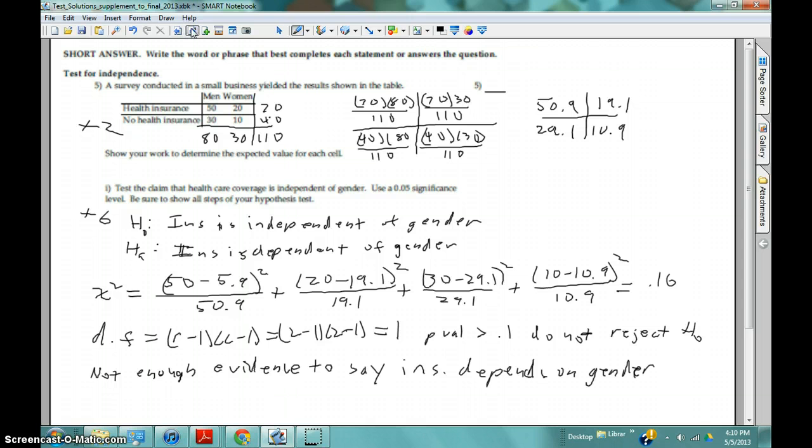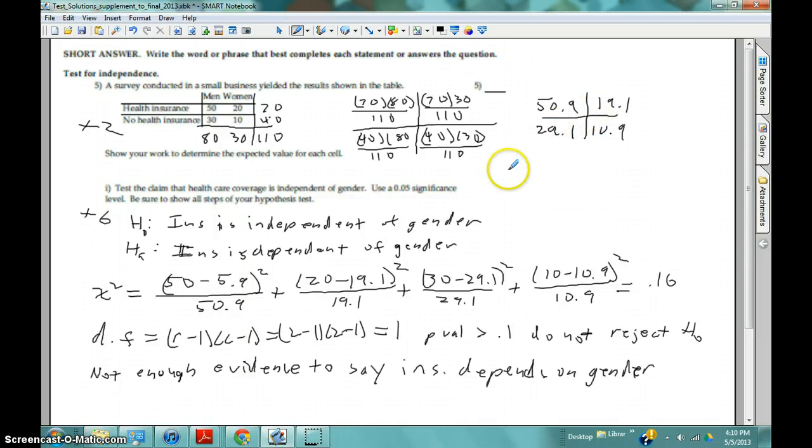And number 5, again, we have another goodness of fit, but this is with a table. To calculate these expected values, you just take row total times column total divided by grand total. So 70 times 80 divided by 110 is the expected value for this cell. We do that for all four, and there's all the expected values.